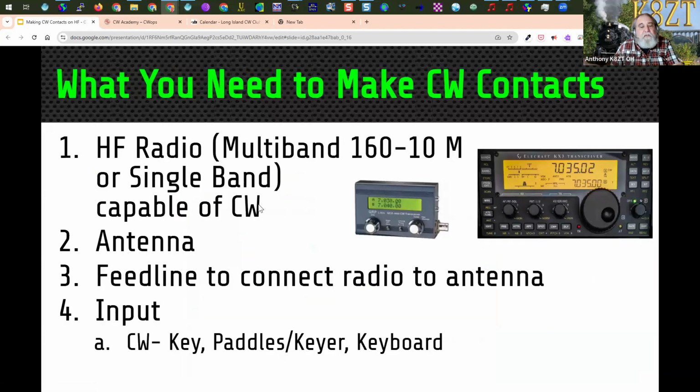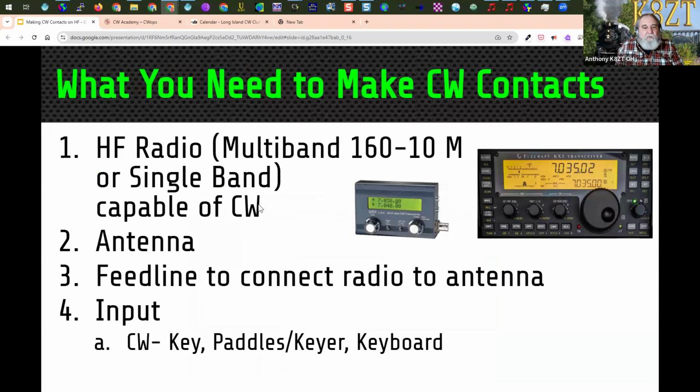So let's move on now and say that you've learned CW, or you're going to go out and learn CW. Let's talk about what's involved with making contacts on CW. This slide is very similar to my slide I had for the single sideband. We need an HF radio, either a multi-band radio, single band radio, quad band radio, but we need an HF radio. In this case, it only has to be capable of CW.